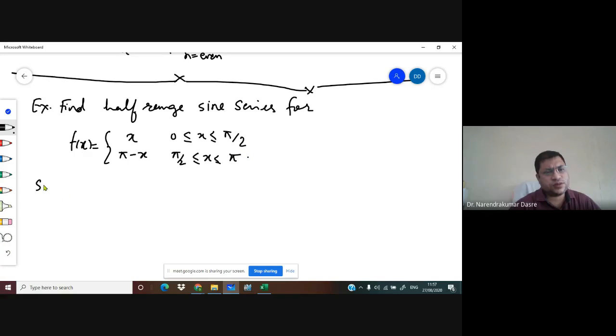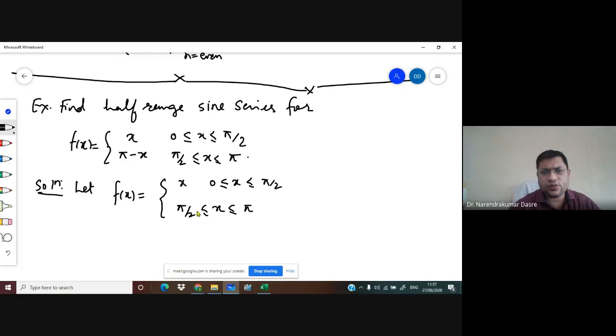Okay, so we go with the solution. Now you can see the interval is 0 to pi, and it is said that half range sine series. So the value of L is going to be pi here. So let f(x) is equal to x for 0 less than or equal to x less than or equal to pi by 2, and then pi minus x for pi by 2 less than or equal to x less than or equal to pi.